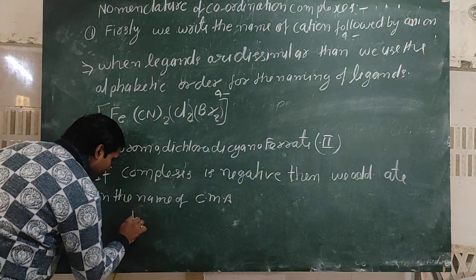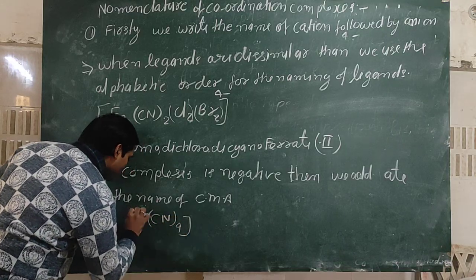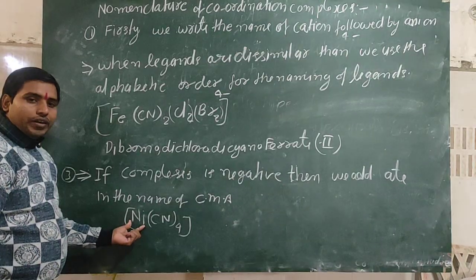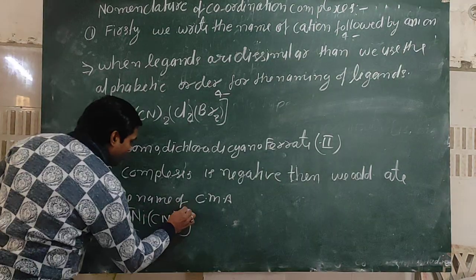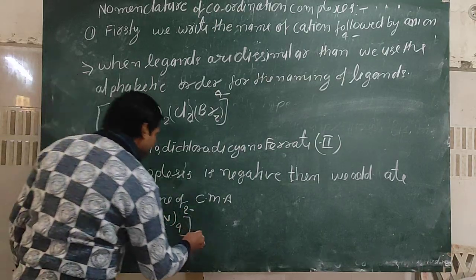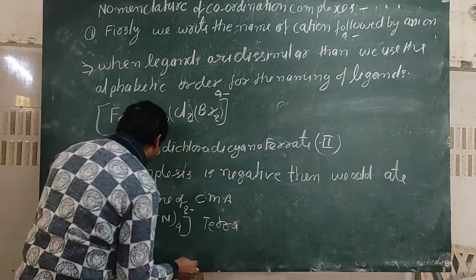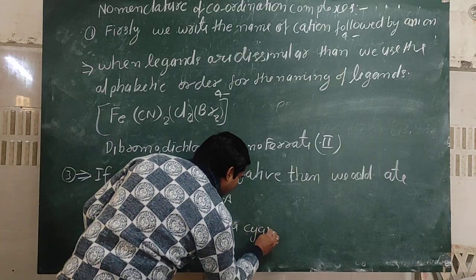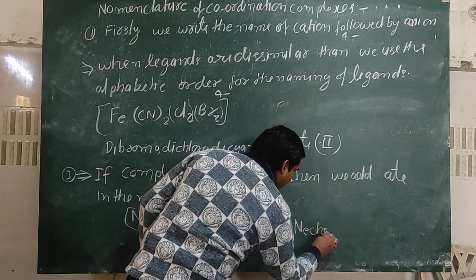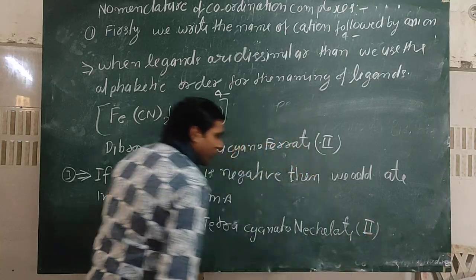For example, Ni(CN)4: tetracyanato nickelate, not nickel. Nickel becomes nickelate because it contains a negative charge on the coordination sphere. Its name becomes tetracyanato nickelate(II).